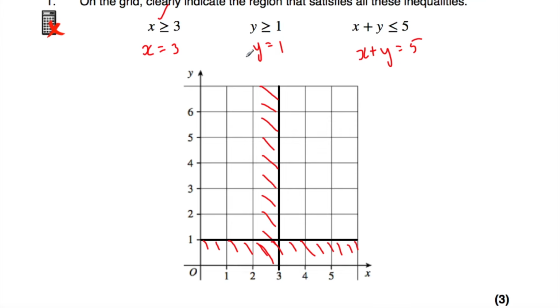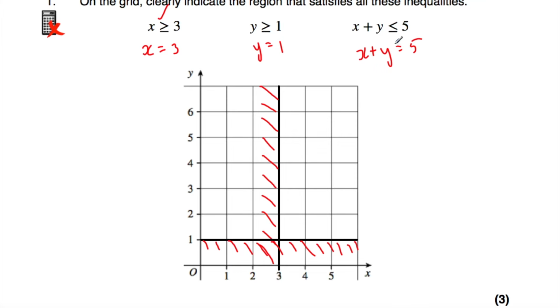So far, in terms of the points that would satisfy both of these two inequalities, it would be all of these points here. All the points in this region here would satisfy both of those inequalities. Okay, and then finally, we've got x plus y is less than or equal to 5. So we're going to draw the graph of x plus y equals 5 to begin with, and then what we're going to do is figure out what side of that line we're going to accept and what side of that line we're going to reject.